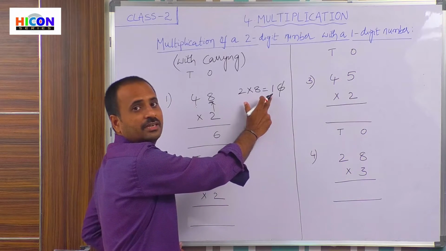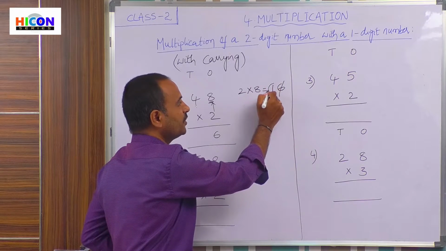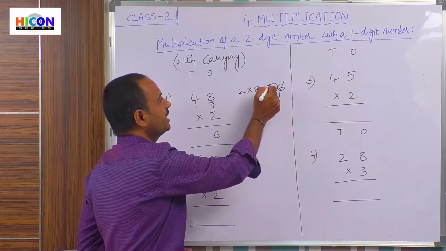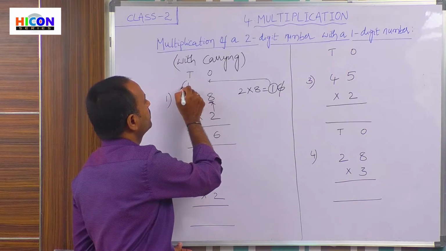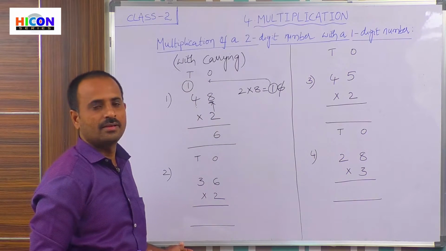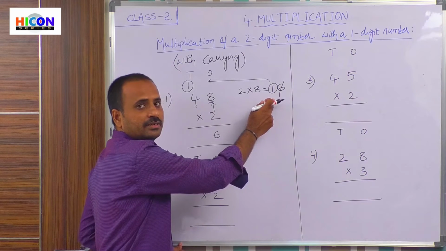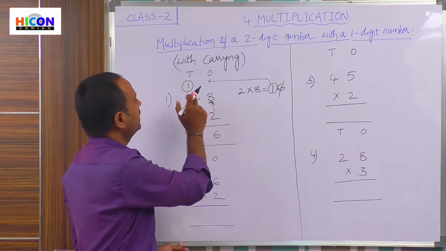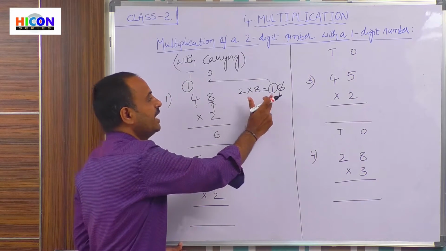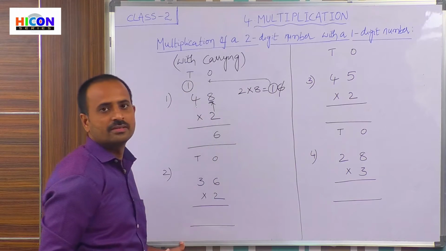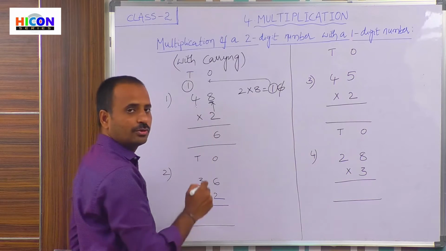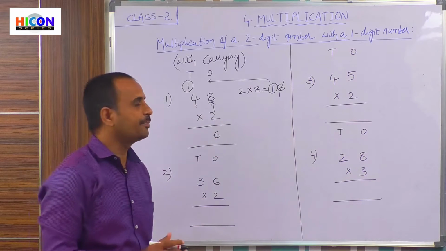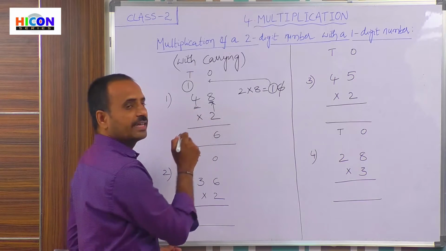What is the first digit here? 1. Carry this first digit 1 to the tens place. That is the next place. So carry the first digit to the next place. What is the next place here? Tens place. So carry that 1 to the tens place. Now multiply the digit present in the tens place with 2. Which digit is present in the tens place? 4 is present in the tens place.